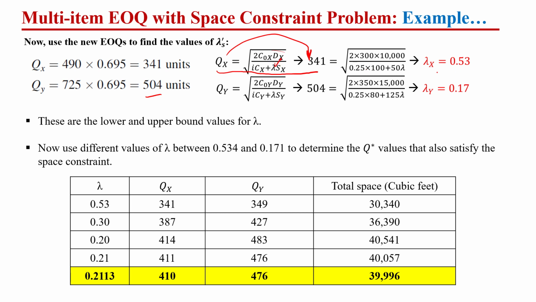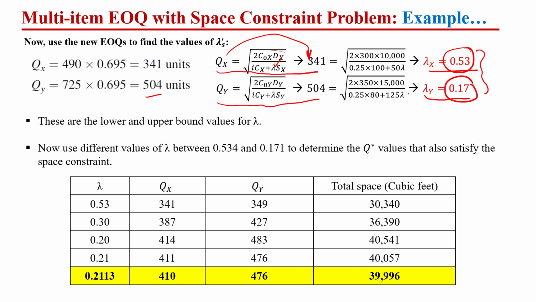After simplifying, lambda x is equal to 0.53, and after putting in the value for y's data, we get lambda y is equal to 0.17. Now, the question is, should we use 0.53 lambda or 0.17? These are the limits of the lambdas. The smaller value is the lower limit, the larger value is the upper limit. So the optimum lambda can be in between those limits.